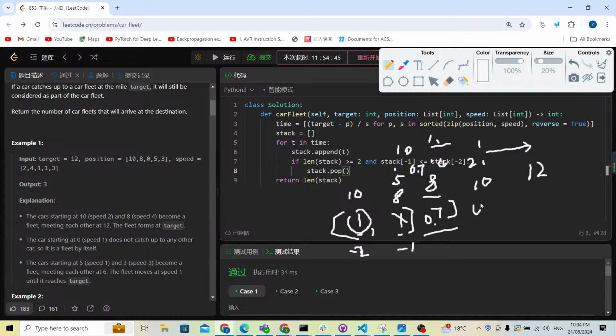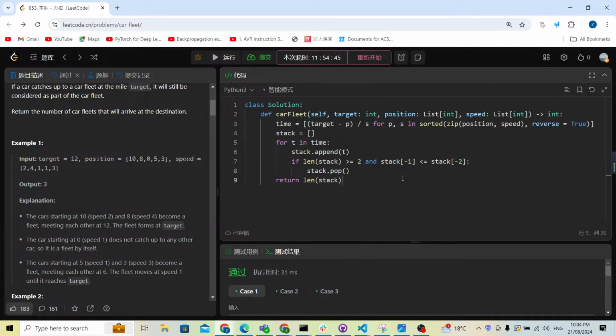Maybe there's another one, maybe 0.5. So I will just pop it out, and the time is going to be 1, because it will always choose the slowest speed. It means the biggest time. So it's going to be this time. Yeah, so this is the idea of how we can solve it by using a stack. But before that, we need to use the sorting, so the time complexity is going to be n log n.